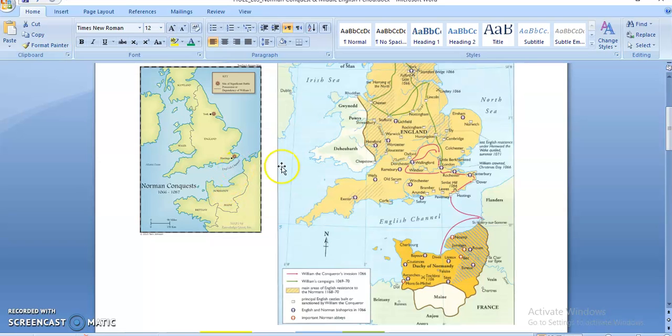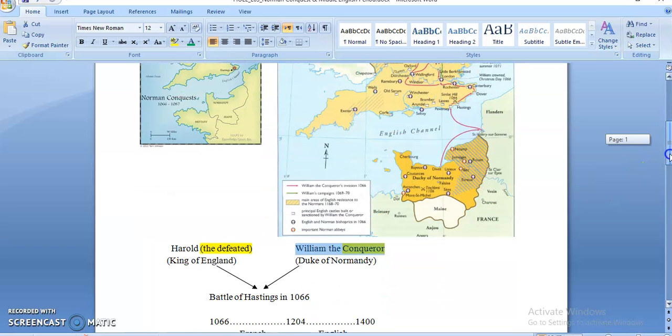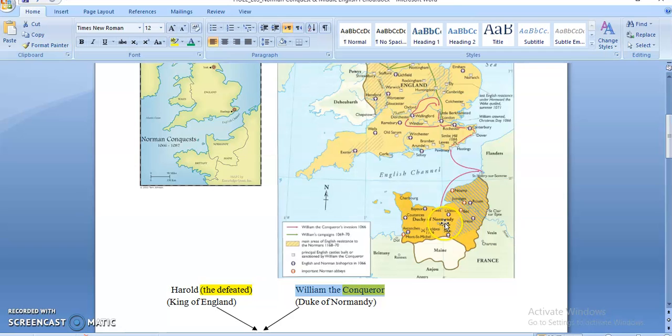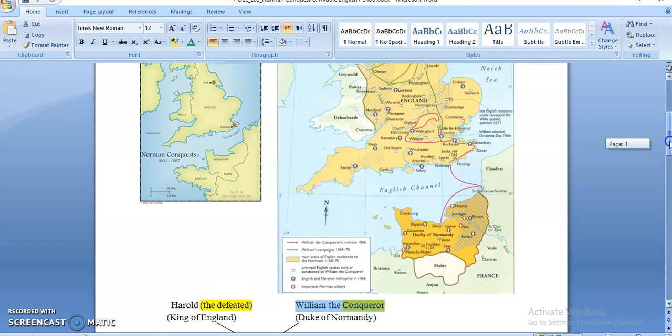Battle of Hastings, as you can see, this is the place, Hastings, and he attacked here, and at that time England was being ruled by Harold. Harold was the last of the Anglo-Saxon kings. So Harold was defeated at the Battle of Hastings in 1066 AD. So this way Normans made England their stronghold and started ruling it.